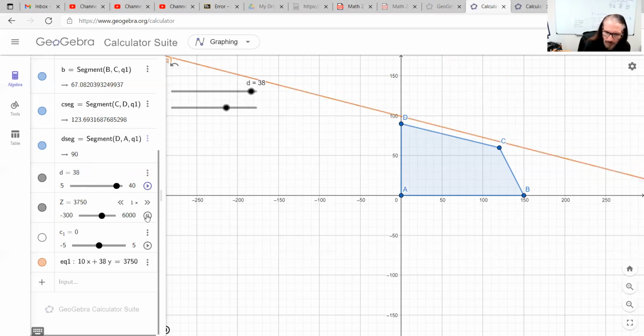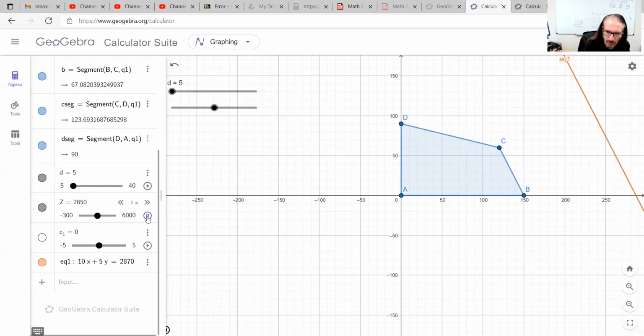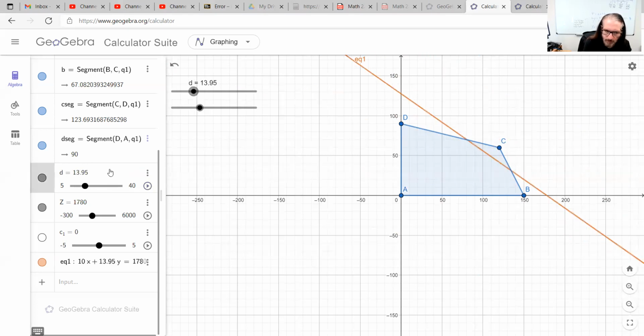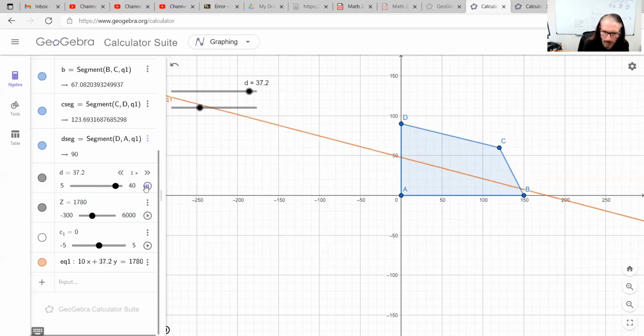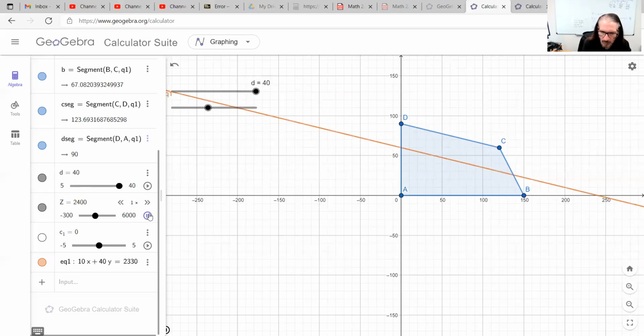So looking at the lowest possibility it could be is 5, and the highest it could be being 40. Oh, I didn't want that one to be changing. Go, get that one to change.